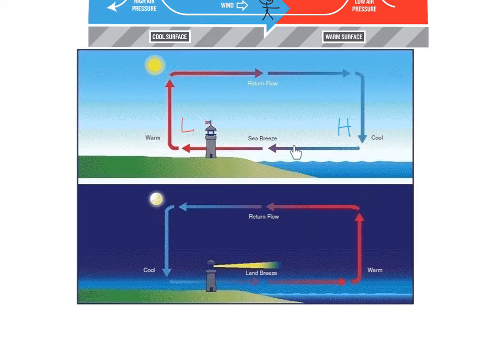The exact opposite happens during the night. At midnight, on the exact same beach, the wind would be blowing out to sea because the land becomes the cool surface in the convection current, and the water, which retains its heat, becomes the warm surface, reversing the convection cell.